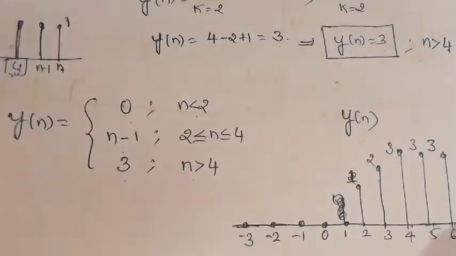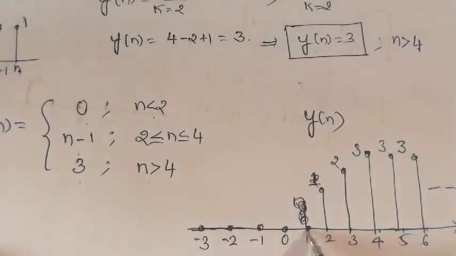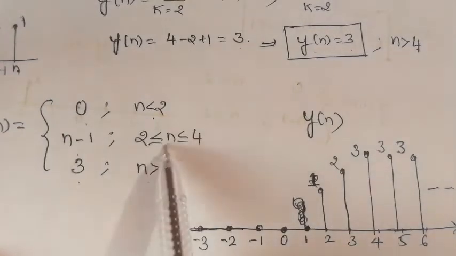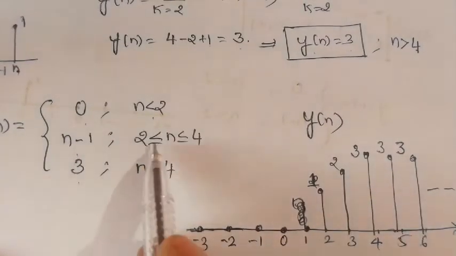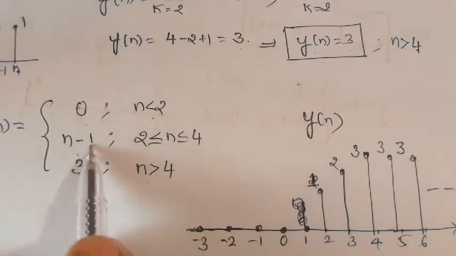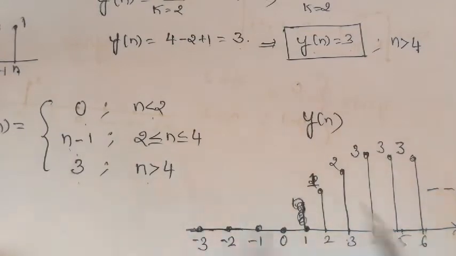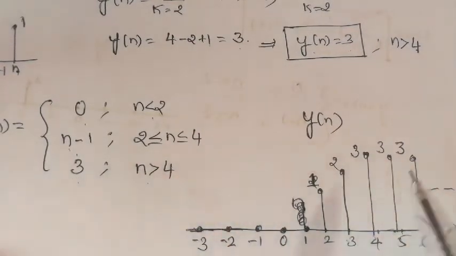If you are representing the answer graphically, for n less than 2 it is 0. For n equal to 2, 2 minus 1, 1. Next n equal to 3, 3 minus 1, 2. N equal to 4, 4 minus 1, 3. Next for n greater than 4, all samples are 3. So this is the y of n.